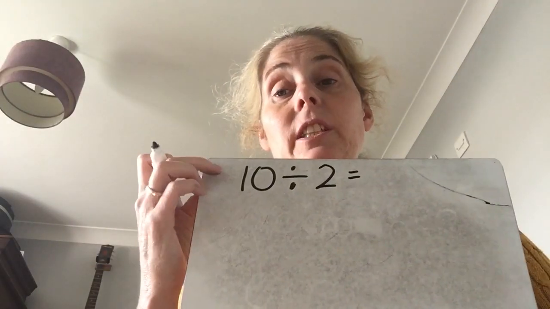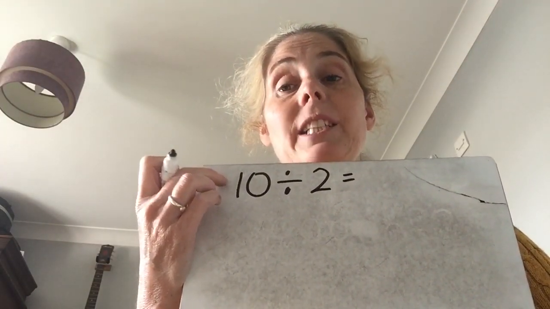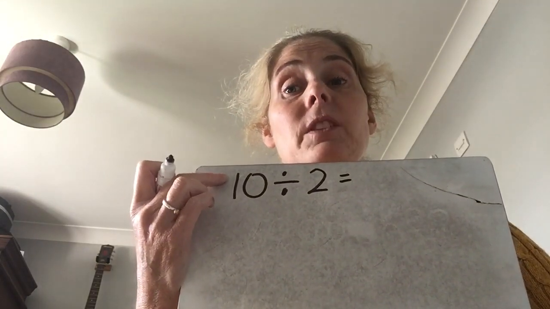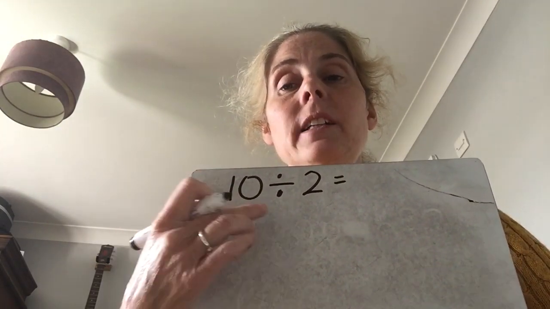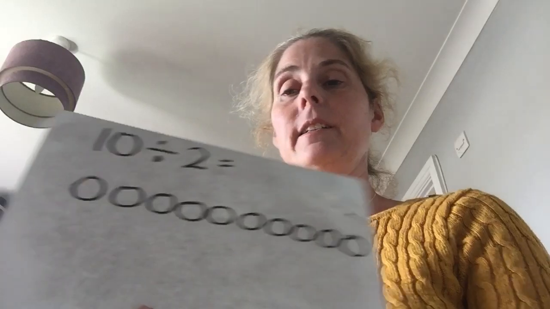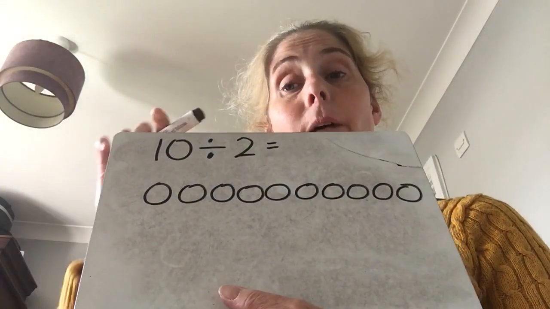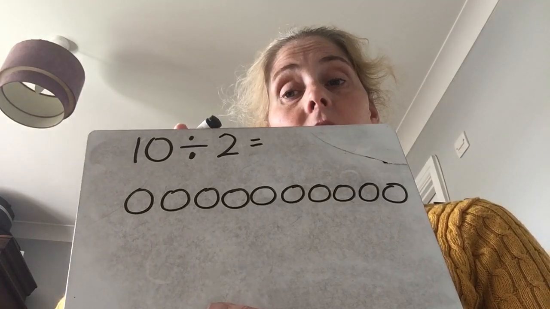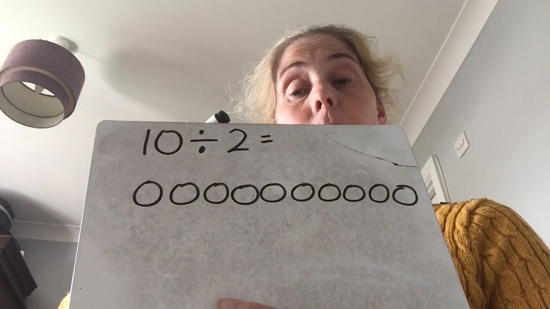Okay, so that means, remember, because it's a division, just like takeaway, the biggest number comes first, always. Biggest number always comes first, okay? So we've got 10 divided by 2. So I'm going to draw out my 10. 1, 2, 3, 4, 5, 6, 7, 8, 9, 10. There's my 10. And how many people am I sharing it between? Good. I'm sharing it between 2 people.